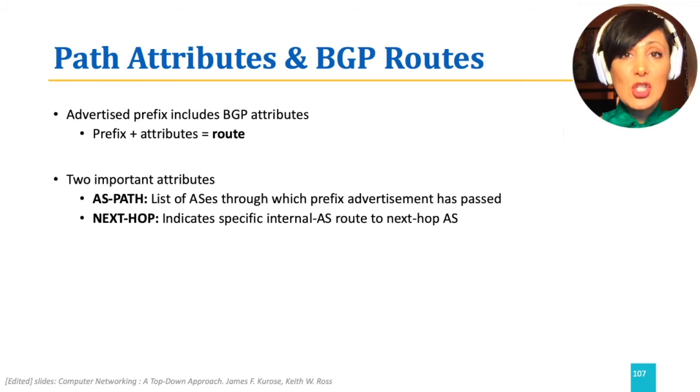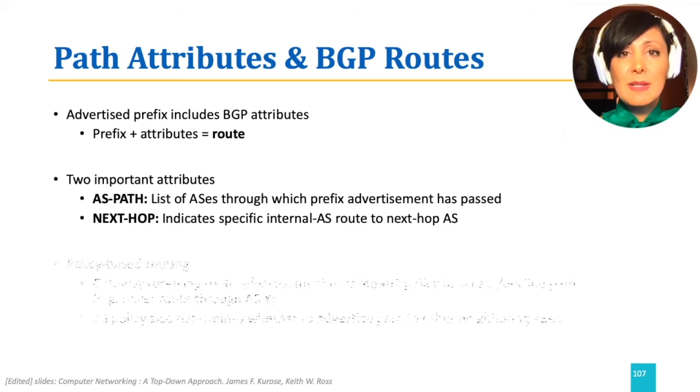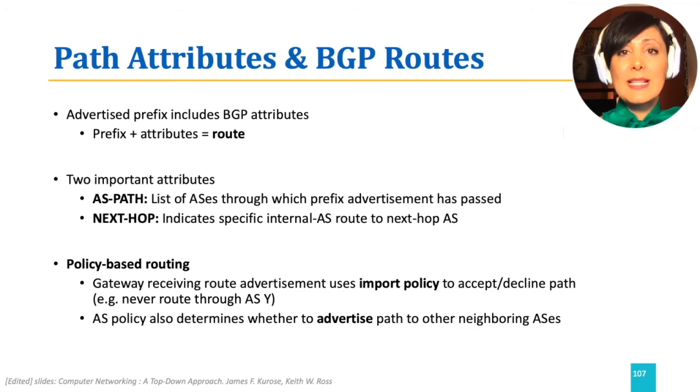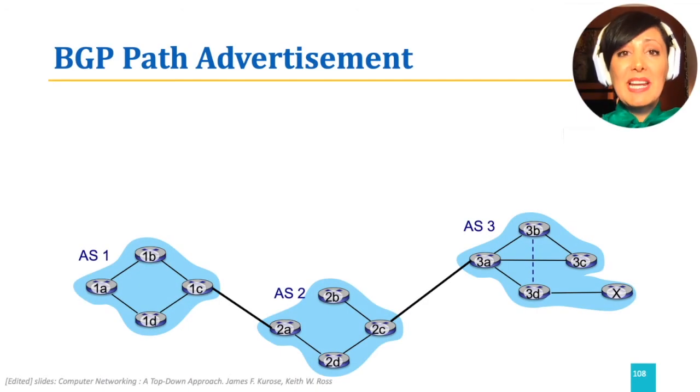A natural question at this point is, well, where are the policies applied? A gateway receiving route advertisement uses import policy to accept or decline paths. That policy can have a form similar to this statement: never accept a route through a certain AS like Y. AS policy also determines whether to advertise paths to other neighboring ASs. For example, AS X might not want to route packets of AS Y, in which case it does not advertise routes to it. Let's go through a simple BGP example together.